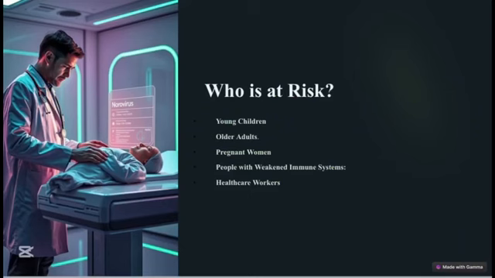Let's talk about who is at risk. Vulnerable groups. Young children are more likely to get severely dehydrated due to vomiting and diarrhea. Older adults: elderly people have weaker immune systems, making them more vulnerable to severe illness. Pregnant women may experience more severe symptoms and complications during infection. People with weakened immune systems, those with conditions like cancer, HIV, or organ transplant, are at high risk for serious illness. Healthcare workers, due to their exposure to sick patients, can catch and spread norovirus easily.